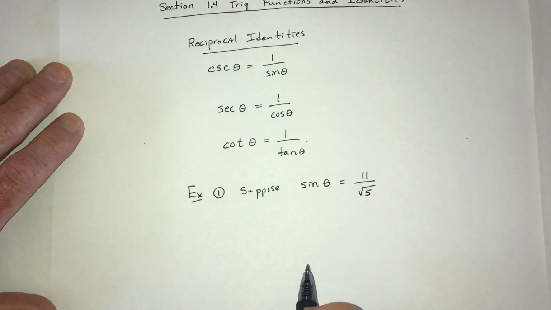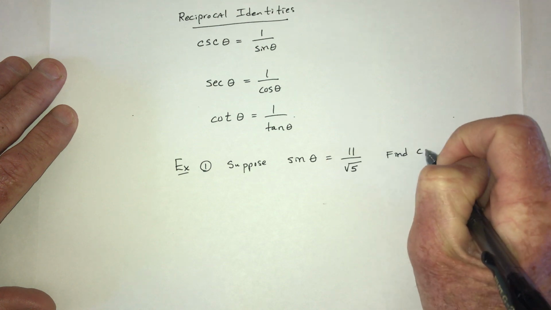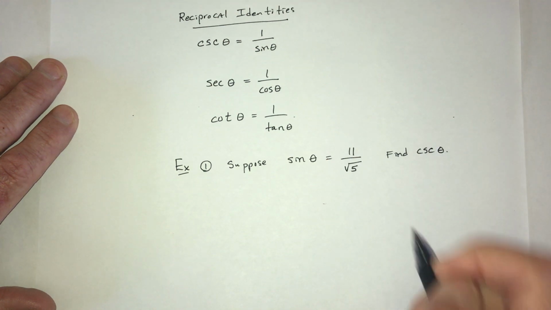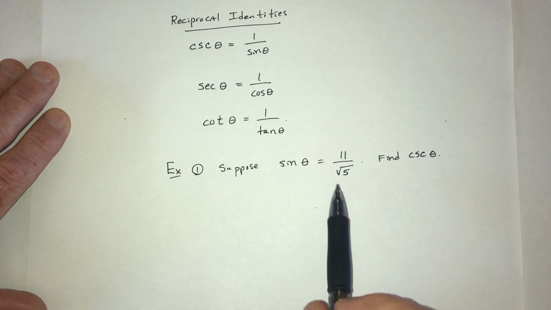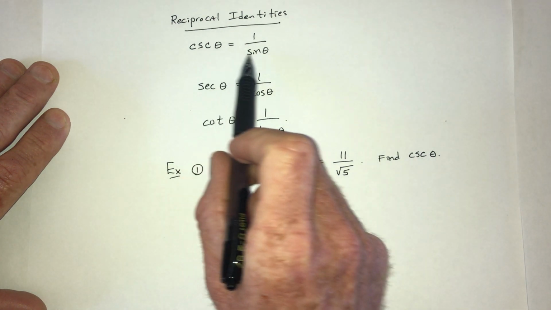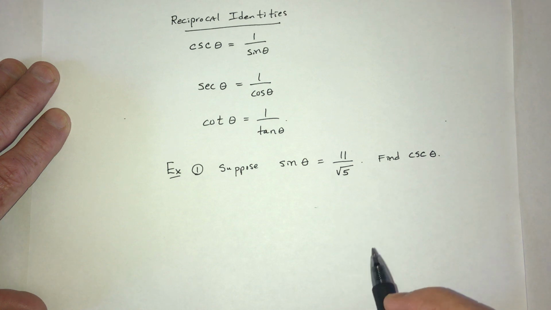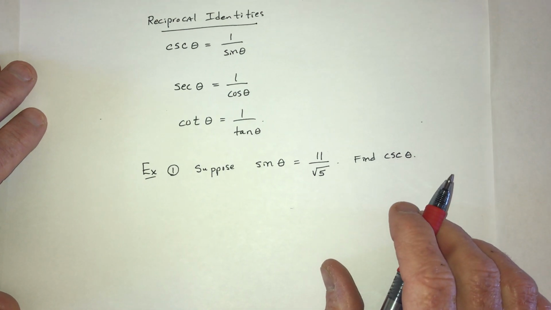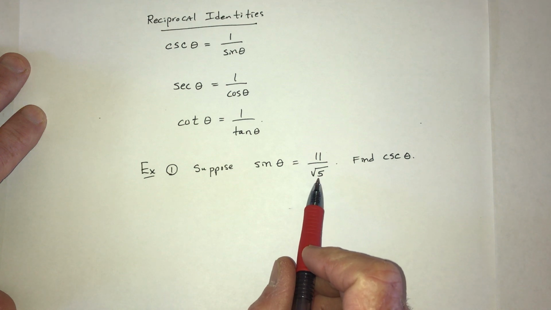Oh, let's make this one a little more interesting. Suppose that sine equals 11 divided by the square root of 5. Then find cosecant. Well, you might think it's just as easy as, okay, cosecant is the reciprocal, so the reciprocal would be the square root of 5 on top and the 11 on the bottom. Except I was looking at the homework online and there's one similar to this. And it turns out that this is impossible.